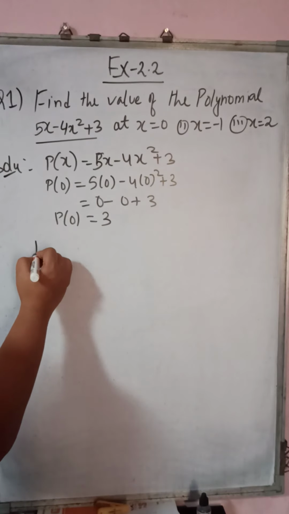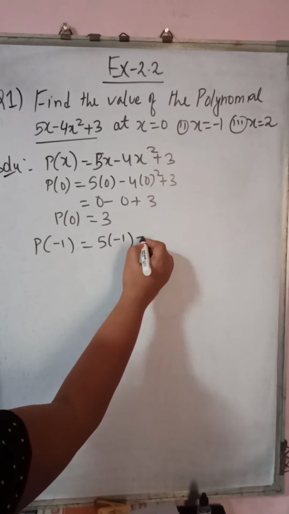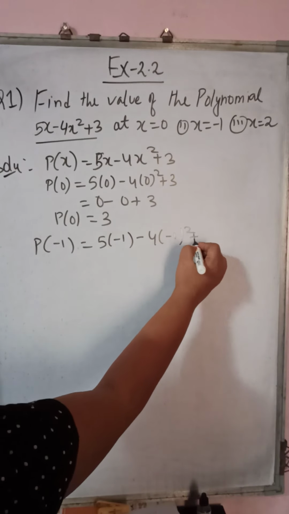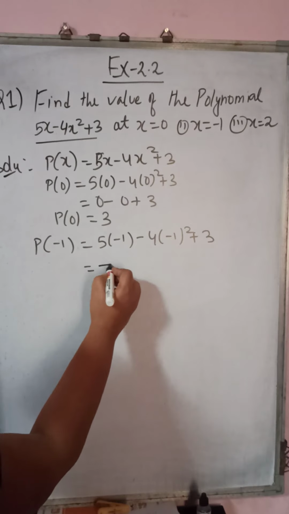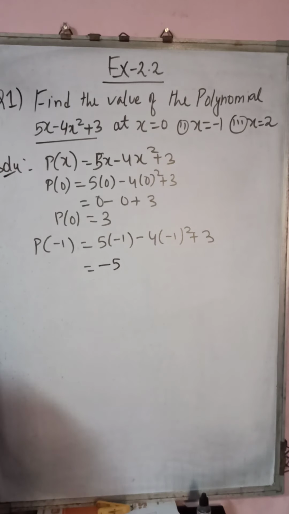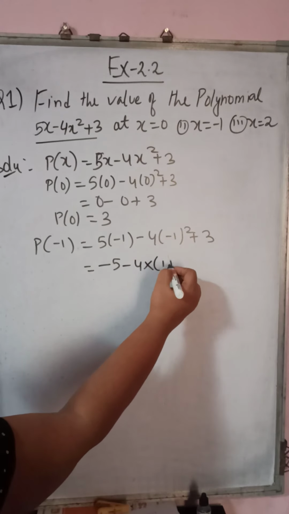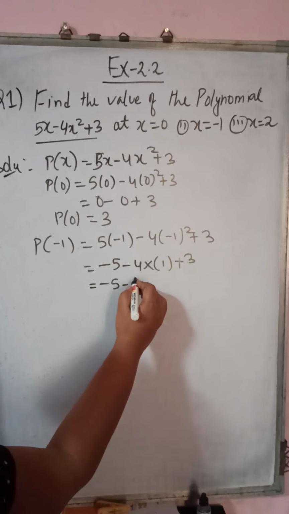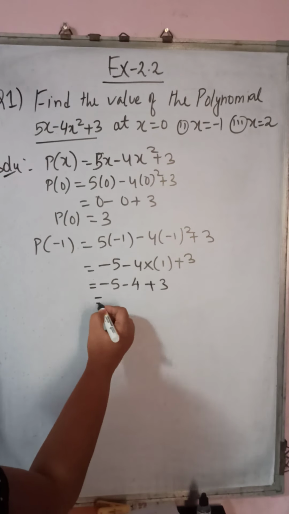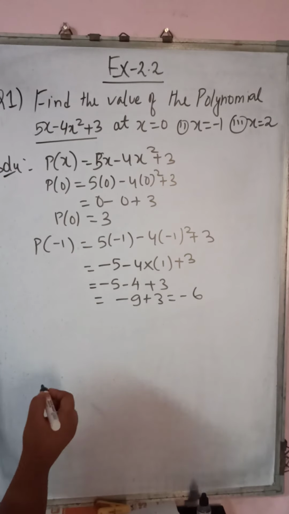Now second is p of minus 1. So wherever x is there, put minus 1. So what you'll get? Minus 5 minus 4 into minus 1 square is plus 1, plus 3. So minus 4 minus 5 plus 3. Now minus 5 minus 4 is minus 9 plus 3, which is equal to minus 6.